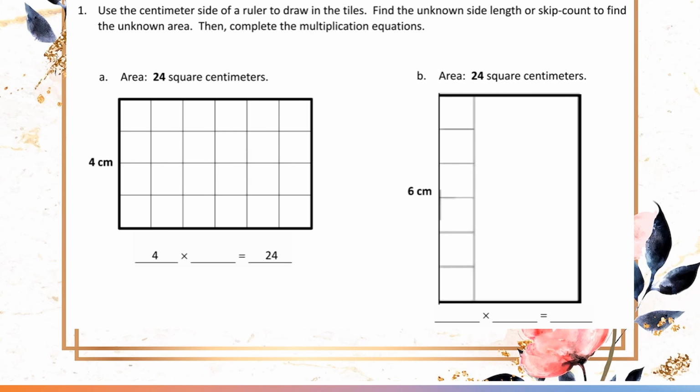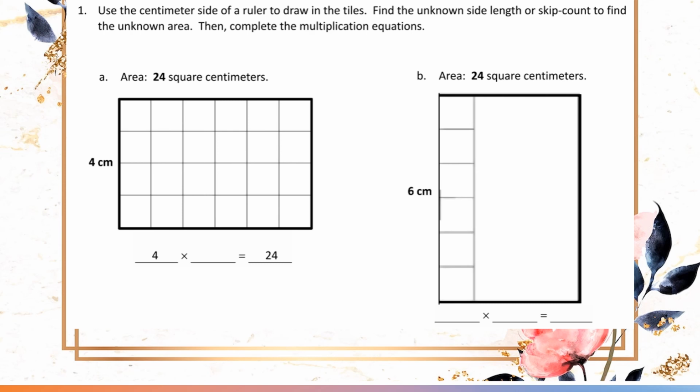Number 1 says, use the centimeter side of a ruler to draw the tiles. Find the unknown side length or skip count to find the unknown area. Then complete the multiplication equations. Now, you don't necessarily need a centimeter ruler for this. You can just use what you know to figure it out. So let's start with letter A.